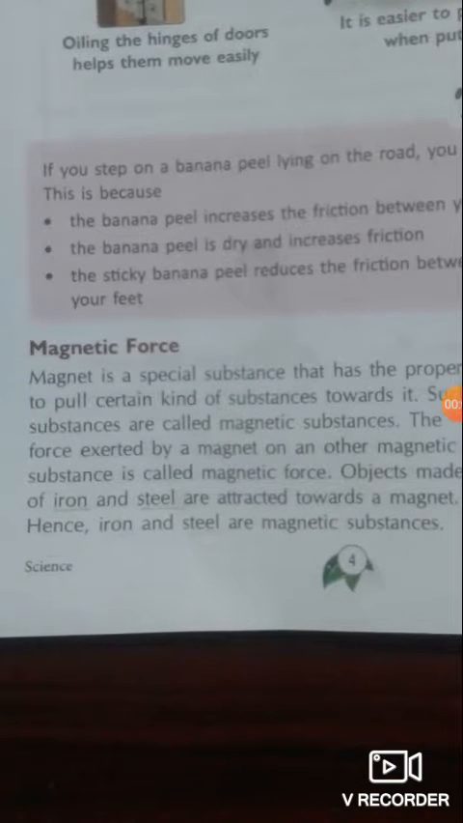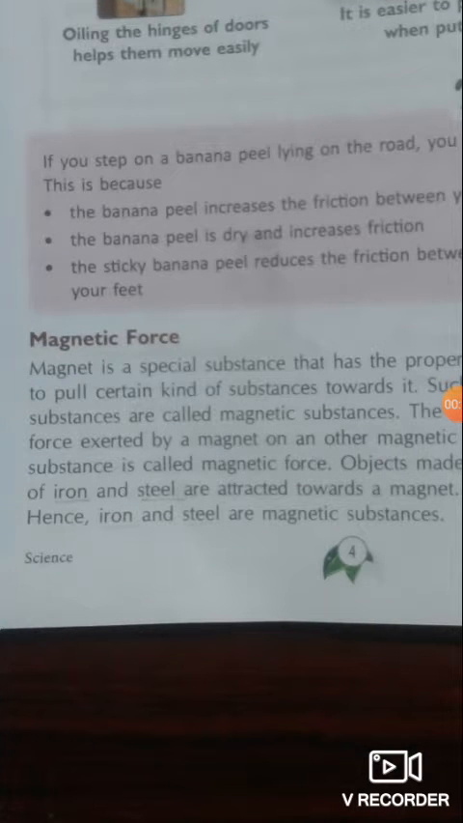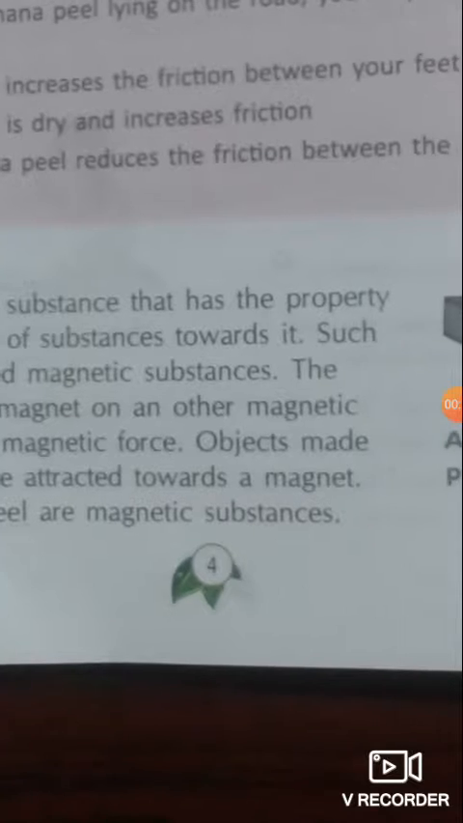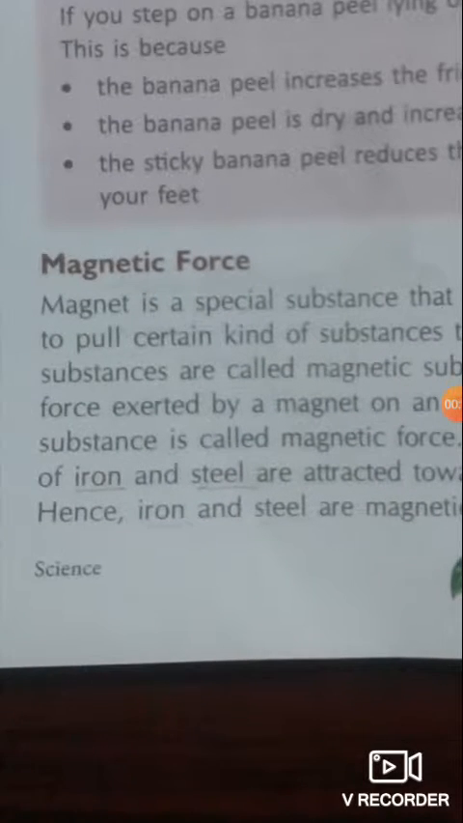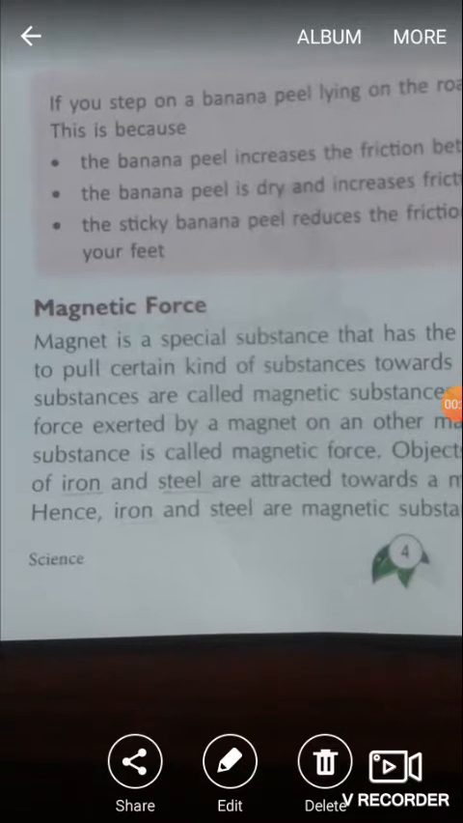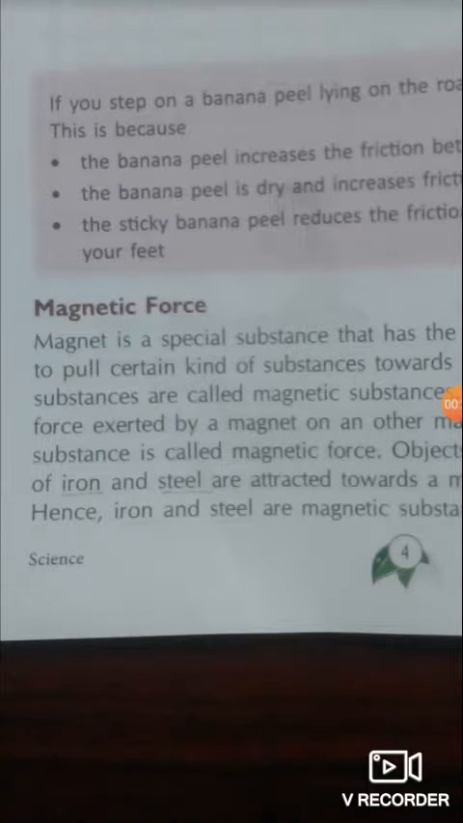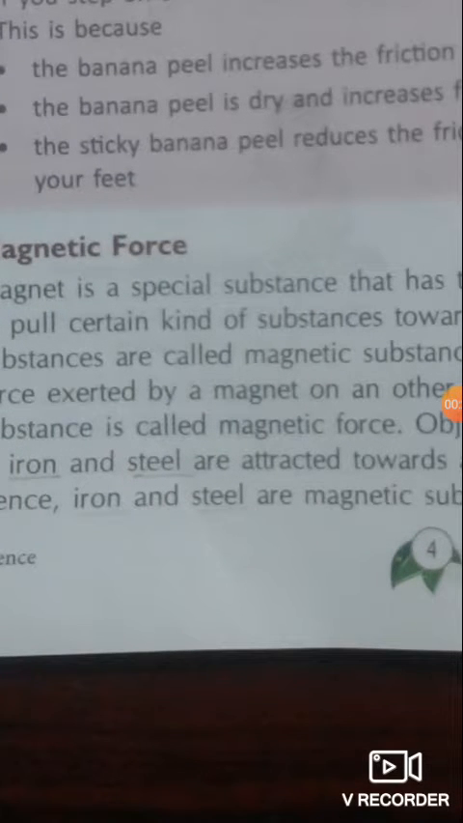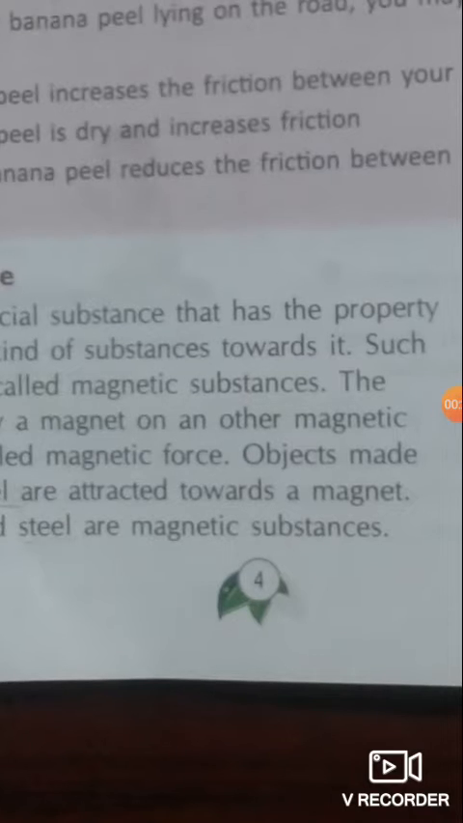Today I am going to teach you chapter 10, Force and Energy, the topic magnetic force. So what is magnetic force? The force exerted by a magnet on another magnetic substance is called magnetic force. What are the magnetic substances? Iron and steel are the magnetic substances which are attracted towards a magnet.